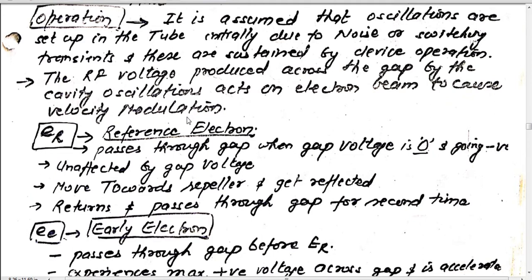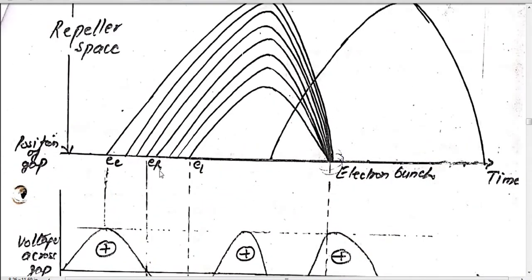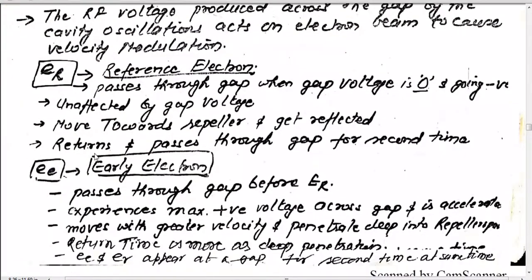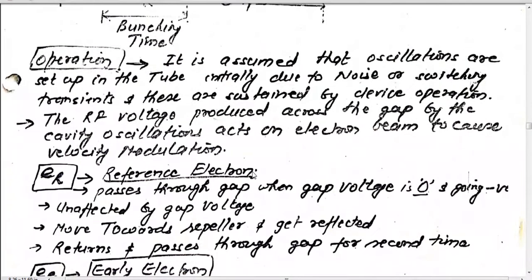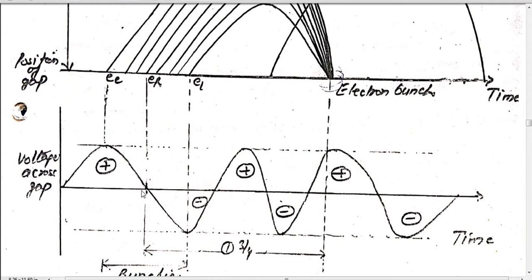Now here also we have three different electrons: the reference electron, the late electron, and the early electron. The reference electron passes through the gap when gap voltage is 0 and is going negative. This is the reference electron, and it is passing the gap at this point.